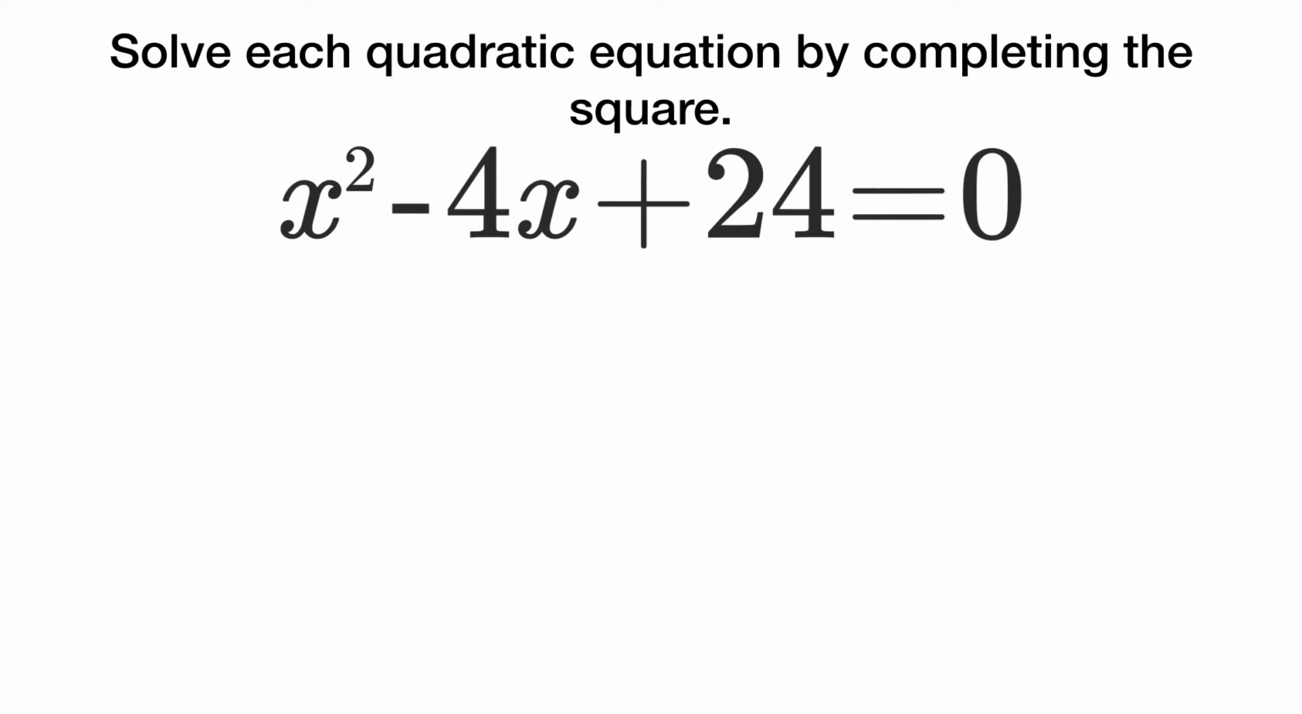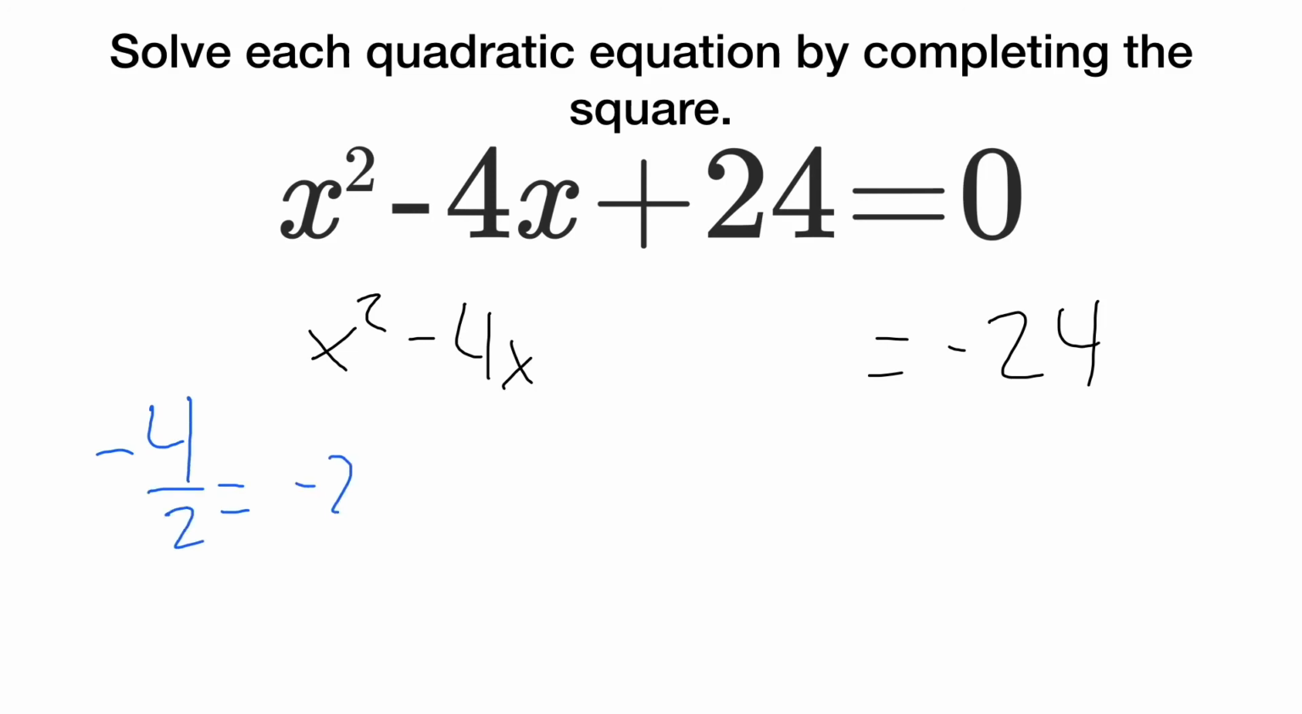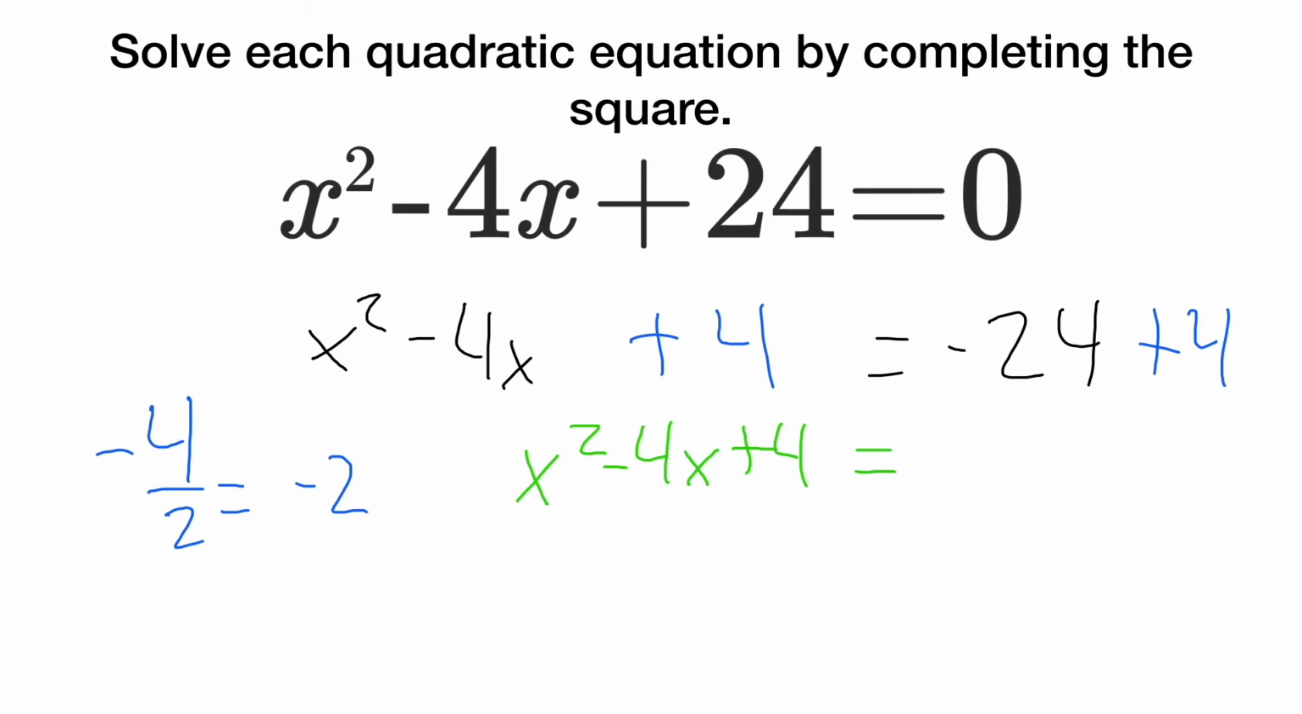First step, like always, is move over the c. So x squared minus 4x equals negative 24. Now, in this case, what I'm going to do is take negative 4 divided by 2. That's negative 2, and negative 2 squared is plus 4, so I'm adding 4 to both sides. Now, what we end up getting here is x squared minus 4x plus 4 equals, oh wait, let's actually just factor that one out. That becomes x minus 2 squared equals negative 20.